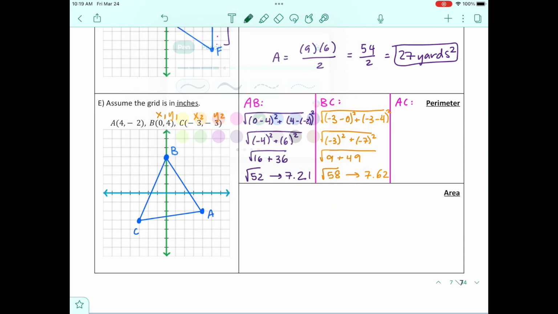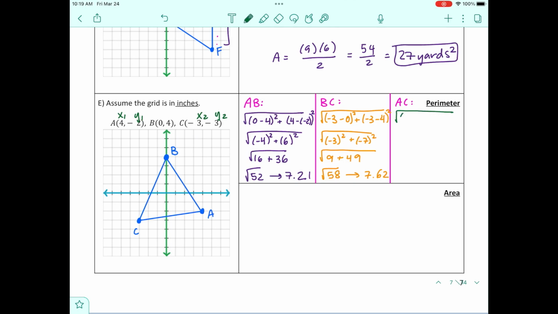And then for the last one, I'm going to do AC. I can focus on the green color. So between AC, I have X1, Y1, X2, Y2. I really do suggest you erase and relabel. Keep in mind, that's how you're going to get the right answer.